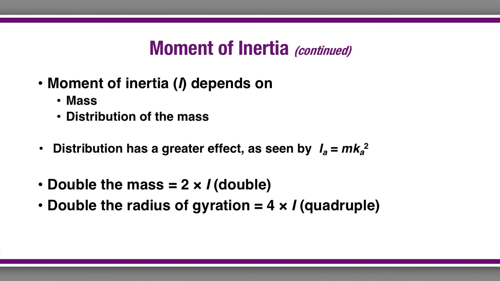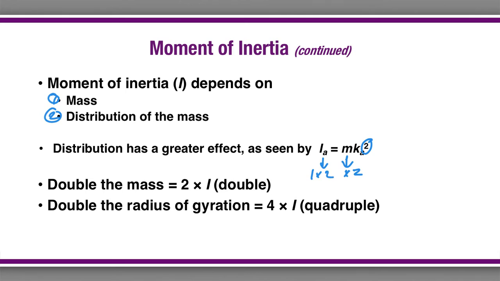Given these mathematical formulas, in calculating moment of inertia, we can see that it is dependent upon one, an object's mass, and two, the distribution of that mass. Distribution actually has a greater effect compared to mass because this k, or the distribution of the mass, is squared. Mathematically, if you double the mass, you're going to double the inertia. So if you take m times 2, that would render I times 2.